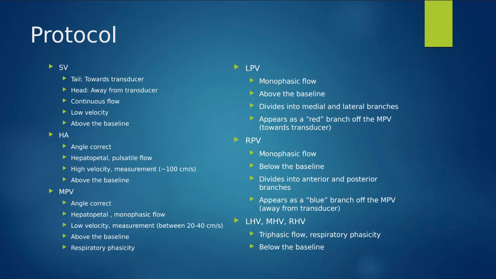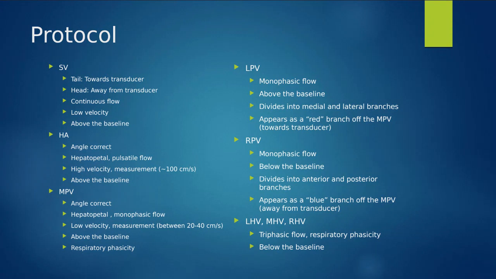We then have our main portal vein, right next to our hepatic artery. Similar to the hepatic artery, but a little bit different. We know our main portal vein, yes, it's a vein, but it does arterial functions. It supplies an organ, right? Veins typically drain organs, but the main portal vein supplies an organ. So we are also going to make sure that we are angle correcting for that. It's still going to have hepatopedal flow, so flow into the liver.